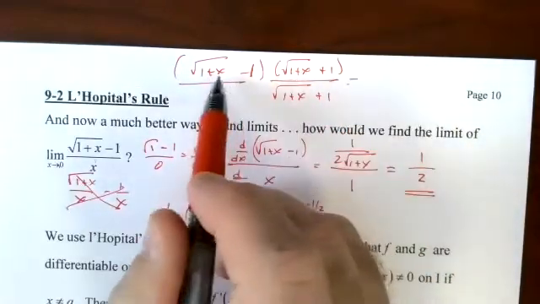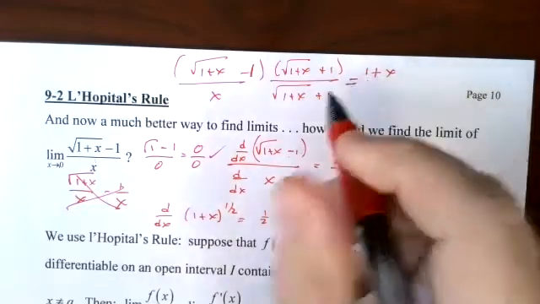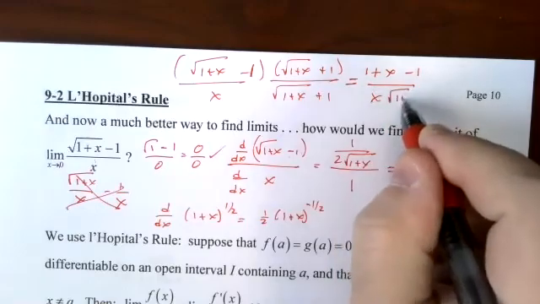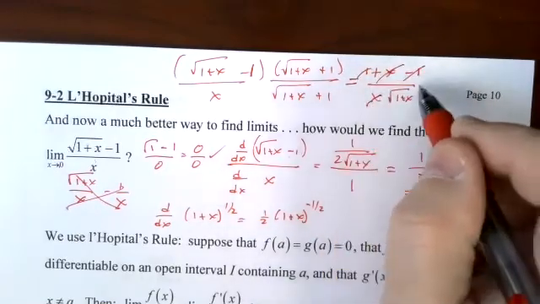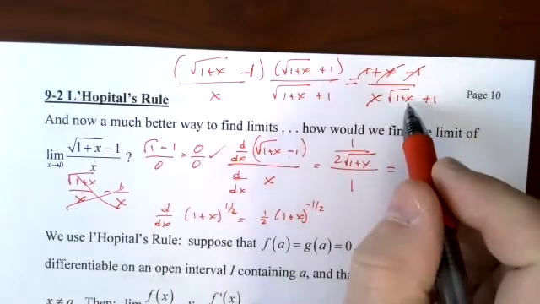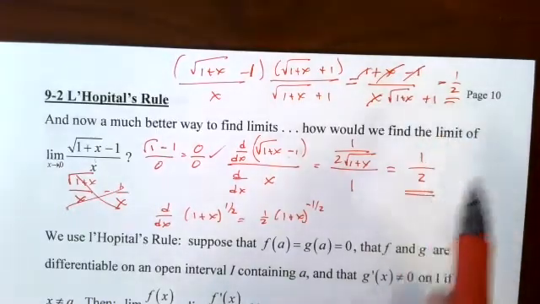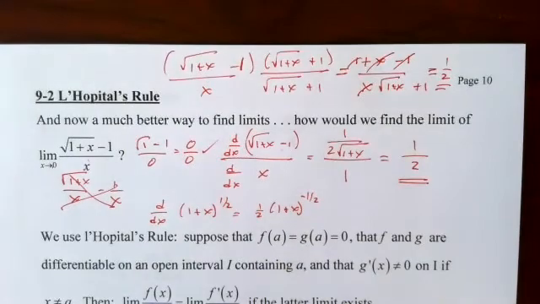On top, the middle terms drop out. We get 1 plus x minus 1, all over x times root 1 plus x plus 1. See ya. Plug in 0, the square root of 1 is 1, we get 1/2. Hey, that's pretty cool. It actually worked. Anyway, interesting math. I'll leave it at that.